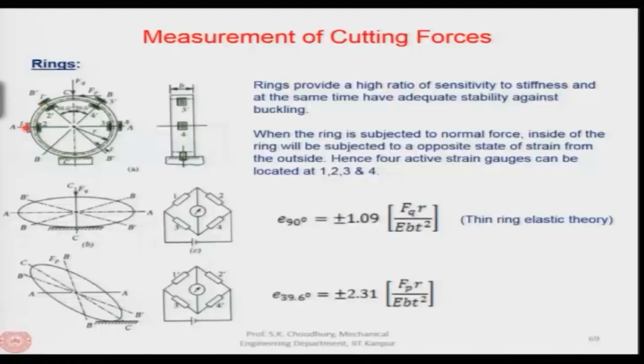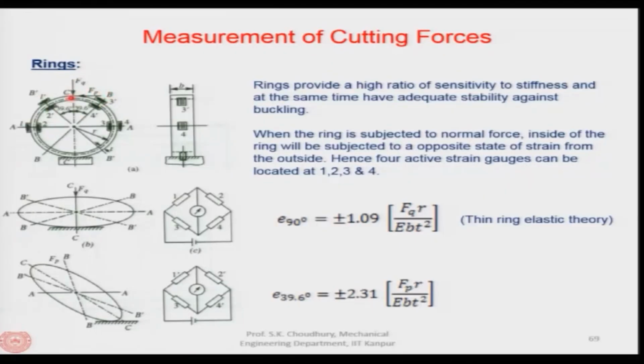So, if we have the sensors along the 90 degree angle, that is 1, 2, 3, 4, and at an angle of 39.6 degree, which are 1 prime, 2 prime, 3 prime and 4 prime, then 1, 2, 3 and 4 will sense the force Fq, and 1 prime, 2 prime, 3 prime and 4 prime will sense the force Fp. Okay.